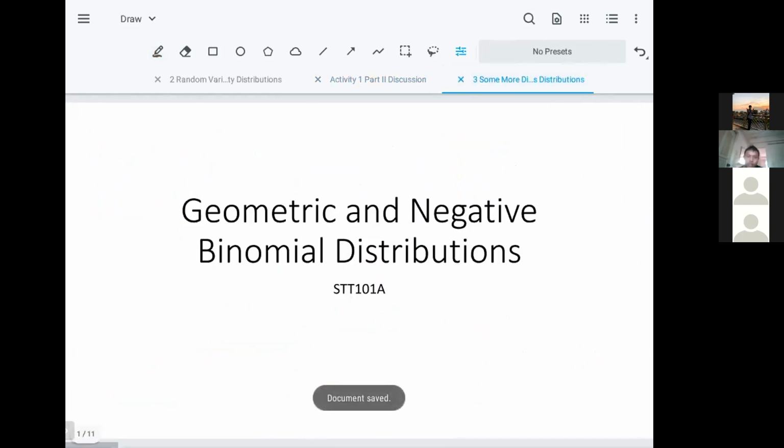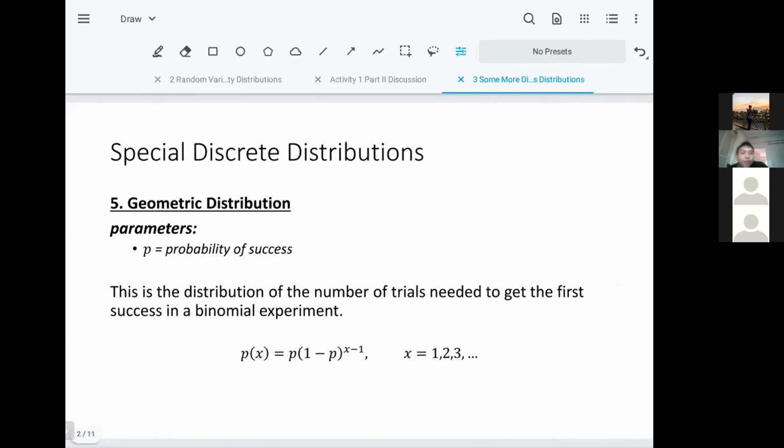So, since parang mga batak na kayo sa special discrete distributions, dagdagan pa tayo ng dalawa. Meron tayong geometric and negative binomial distributions. So, the same thing, they are both special discrete distributions but for different scenarios. So, 5 geometric distribution, and basahin lang natin, this is the distribution of the number of trials needed to get the first success in a binomial experiment.